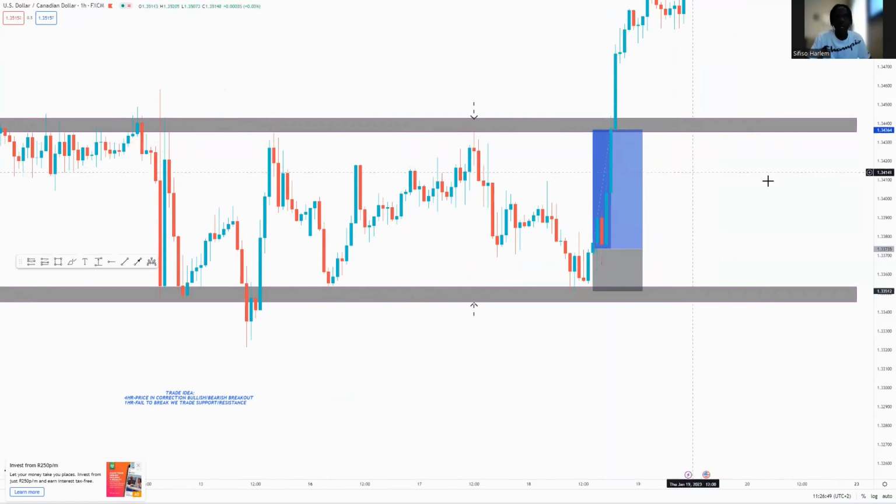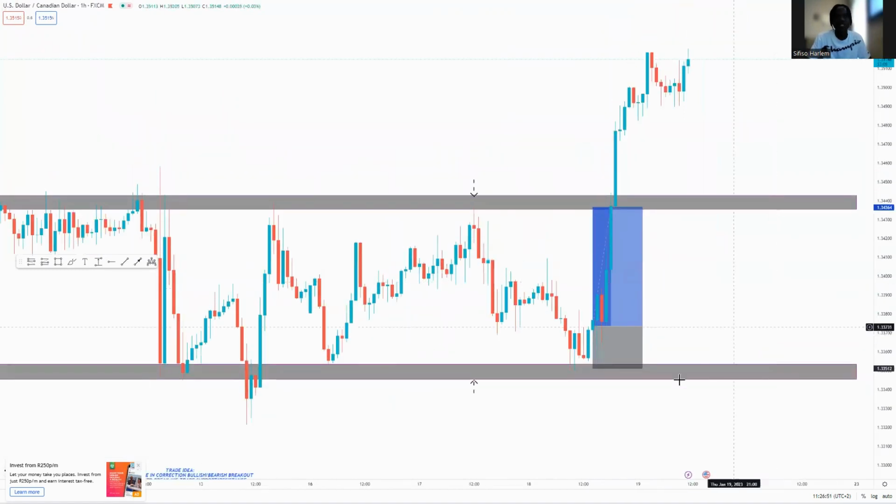But all I'm just trying to share is please buy support and please sell resistance. You understand me? Please buy support. Please sell resistance until you get a break above and a break below. Then you can look for a potential reversal or a continuation depending on how price broke out. You understand me? So this is your boy Harlem.